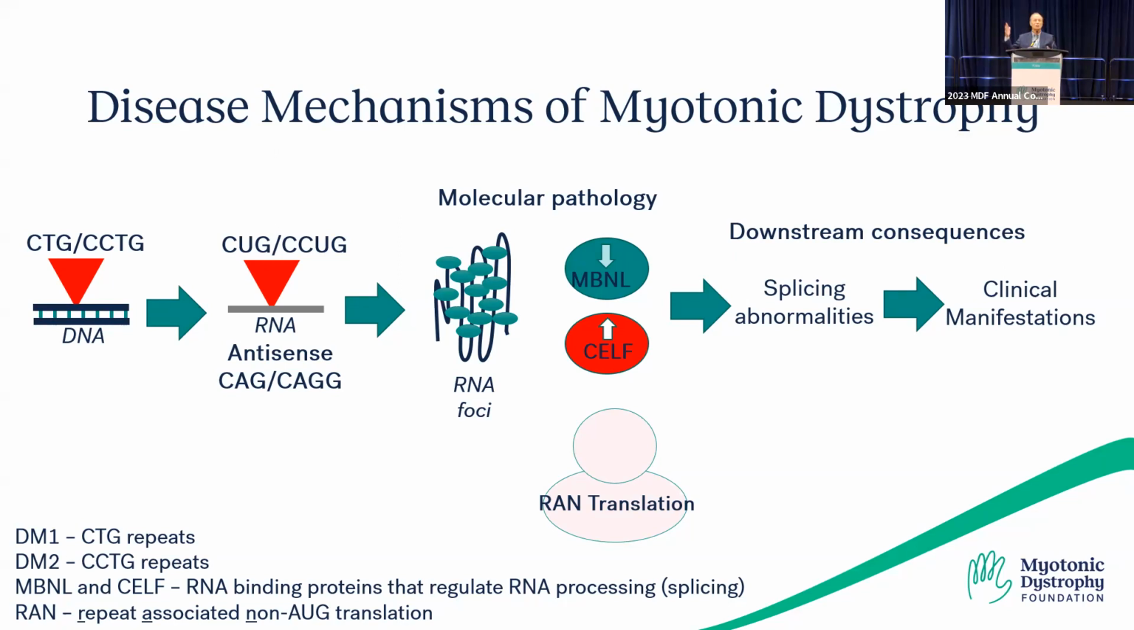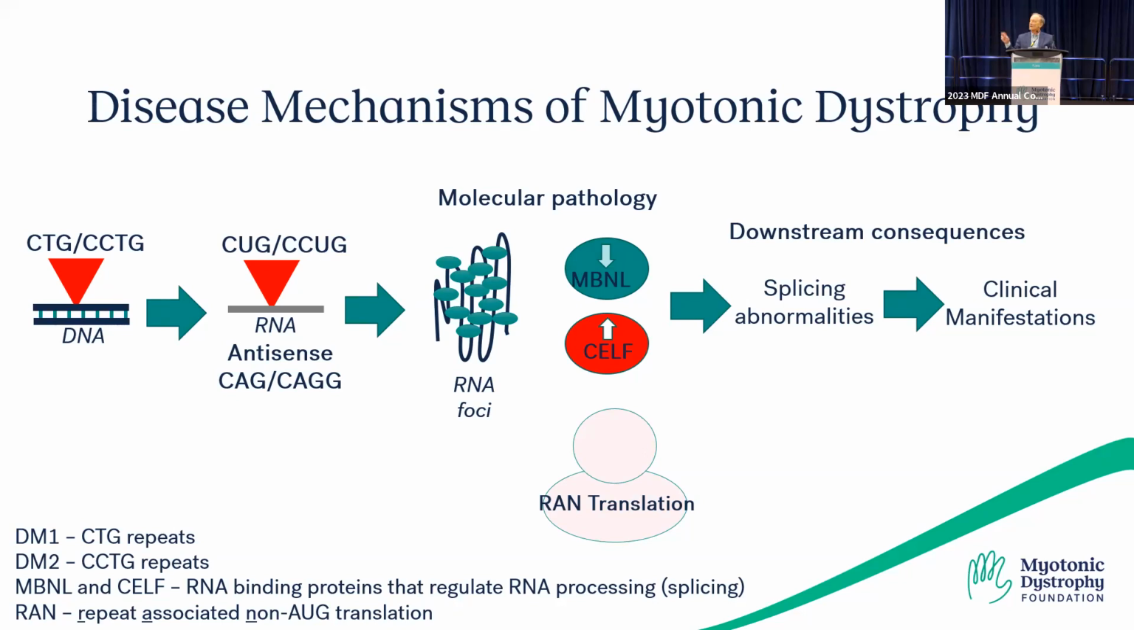And then what happens, and you saw this on a few slides already, is we have these RNA foci, and it's the toxic RNA in the cells. After that, the MBNL proteins go down. Basically, you're losing the MBNL proteins, and the CELF proteins go up. And then an area that we don't have as much discussion on right now, but is important, is something called RAN translation. The definitions are down at the bottom there. And then you hear a lot about the splicing abnormalities or the splicing changes. That's the next step. And then we have the clinical manifestations.